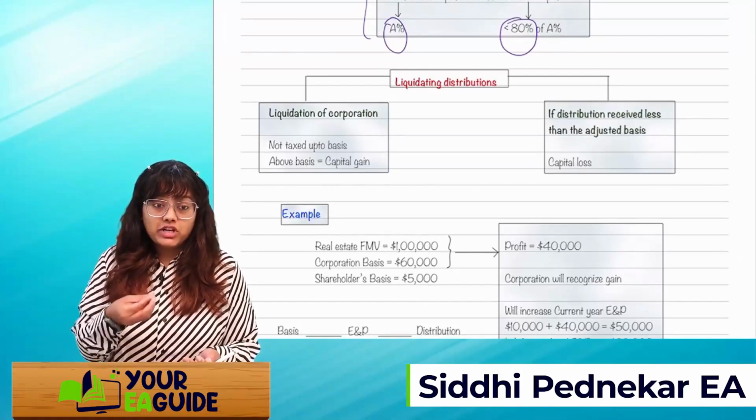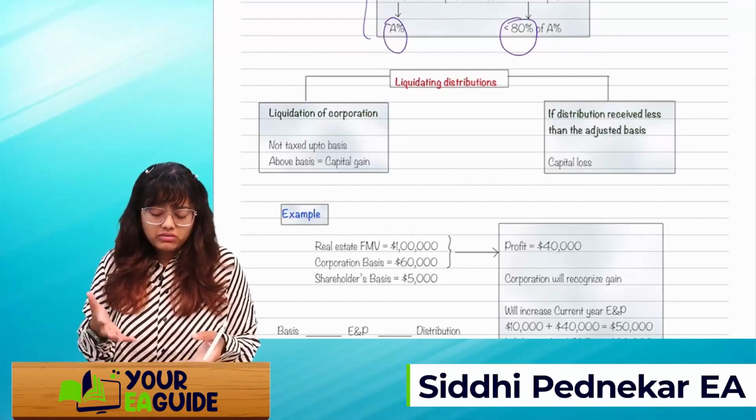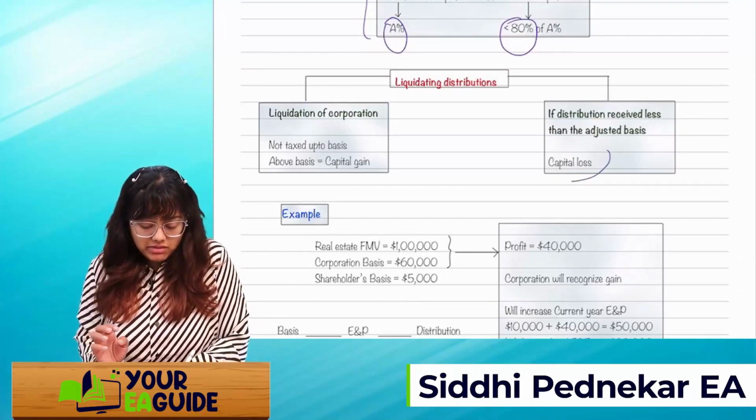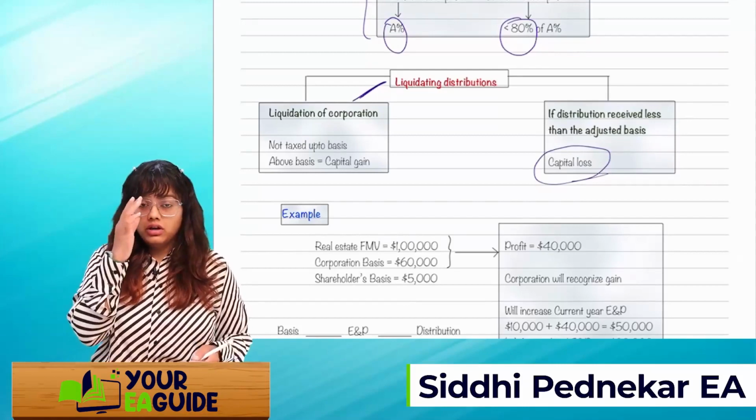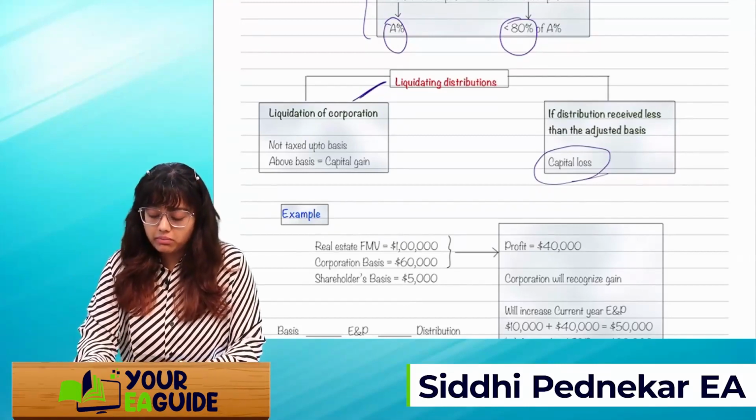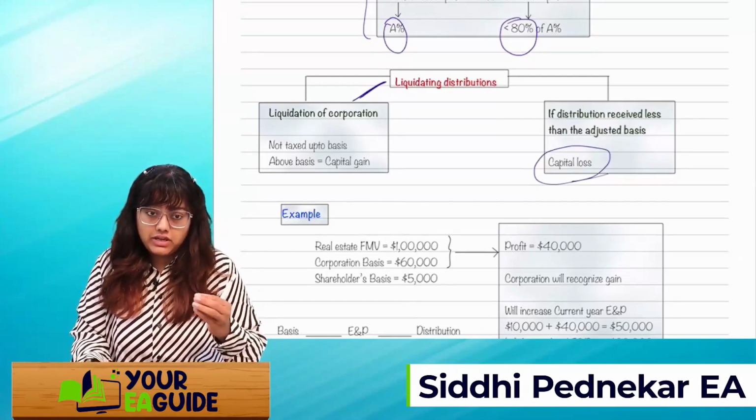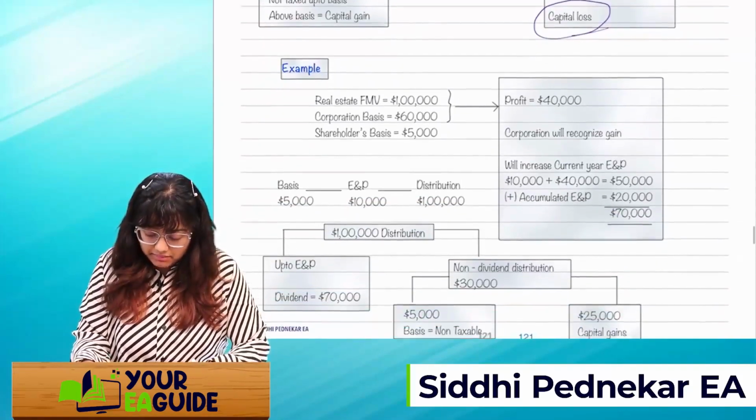But if you receive a distribution which is less than your adjusted basis, then whatever the difference is, you will consider it as a capital loss. Only in case of a liquidating distribution, where you are liquidating the whole amount from the corporation, the amount over and above your basis will be recorded as a capital gain. If you receive a lesser distribution, you will record a capital loss. Okay, let's see one example.